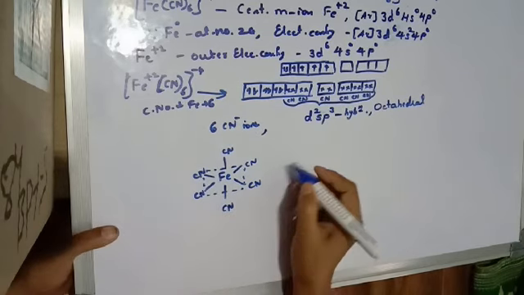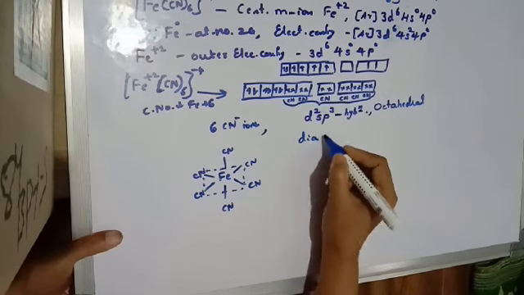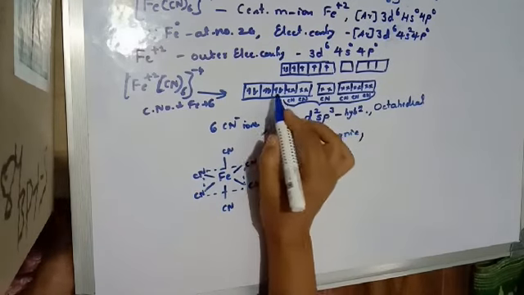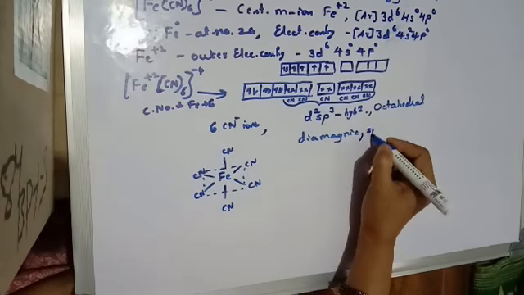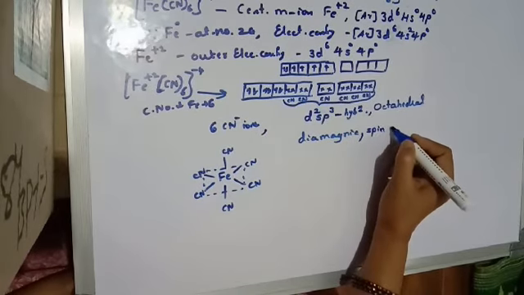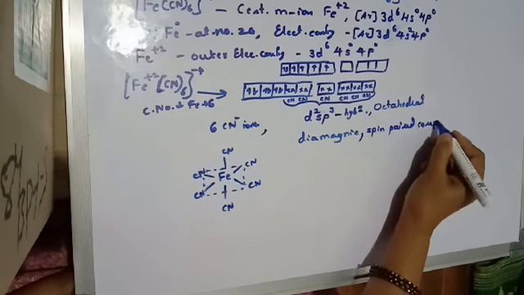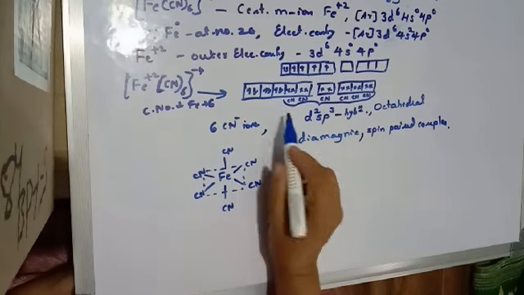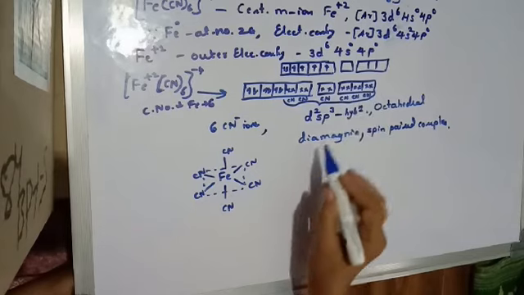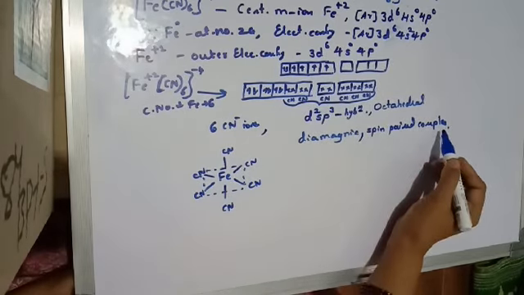So now there are no unpaired electrons. Hence it is diamagnetic in nature. Since all the spins, meaning electrons, are paired up, it is said to be a spin paired complex. So the geometry is octahedral. There are no unpaired electrons, hence it is diamagnetic. All electrons are paired, therefore spin paired.